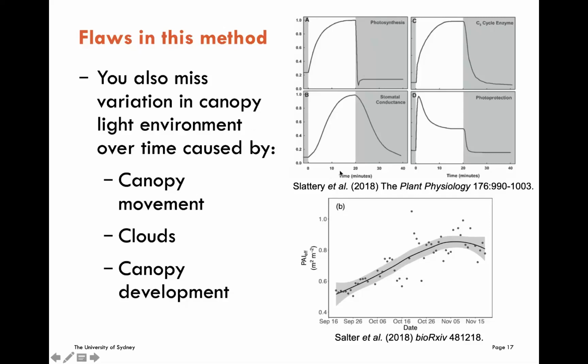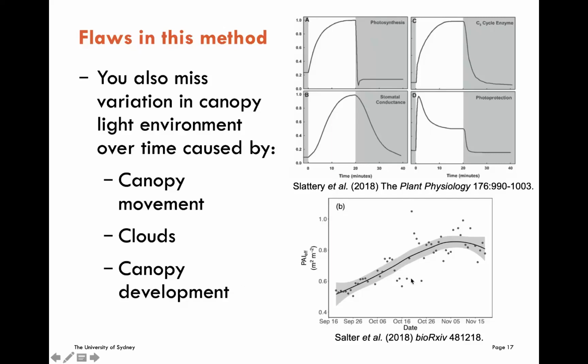As you can see, photosynthesis takes about 20 minutes to ramp up to full speed. That's due to enzyme activation. It's also down to the stomata opening and photoprotection relaxing after a plant has been exposed to full sunlight. So with your instant measurements, you're missing all of that. And over longer terms, you're also missing how the light environment develops as a crop develops.